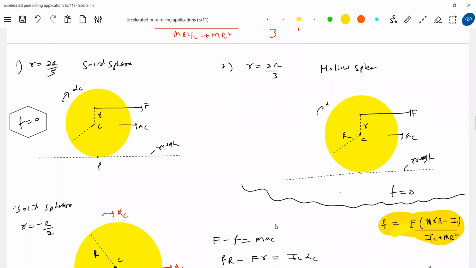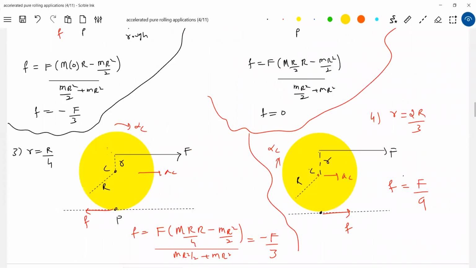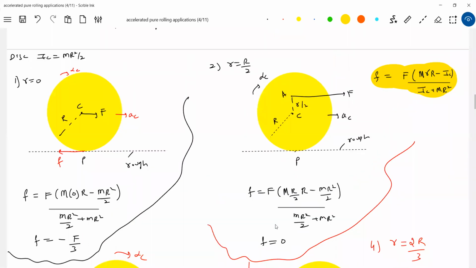Like this threshold point for a solid sphere, 2 capital R by 5. Hollow sphere, 2R by 3. Semicircular disc, what is the threshold point? The threshold point will in fact be R by 2. Friction will be zero, you can see. Can you remember now? So anywhere above this, friction will be forward. Anywhere below the threshold point, the friction will be backward.